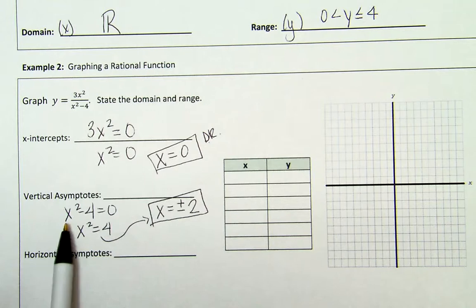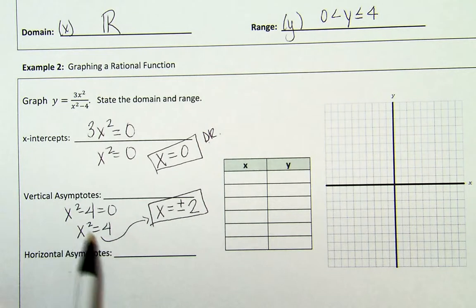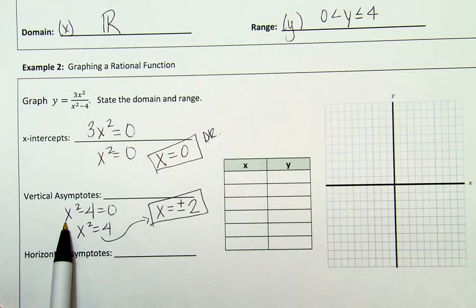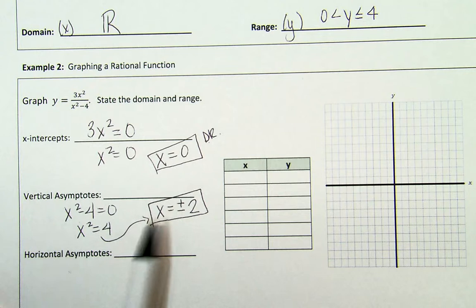You could also, right off the bat, if you didn't set it up the way I did, have factored, and you could have gotten the two groups x minus 2 and x plus 2, and that would still give you the same x values back out.